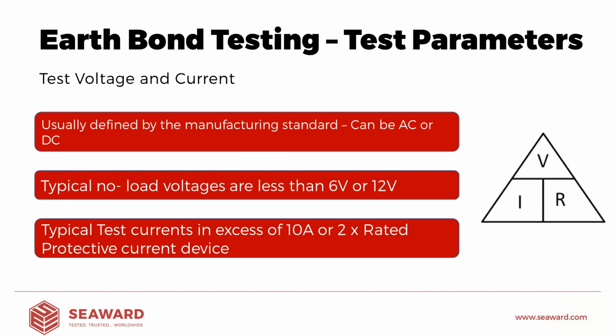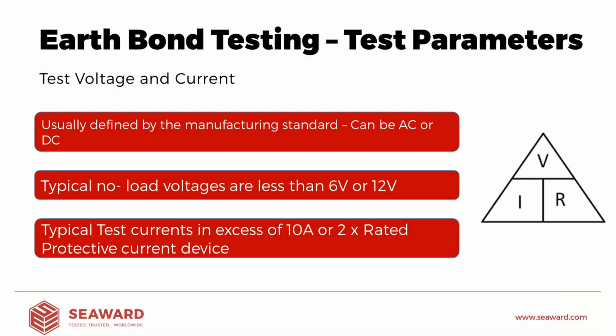So let's have a quick chat about the test parameters for earth bond testing. As I've said, typically with continuity there aren't many parameters that we really need to worry about, so we'll focus more on the earth bond for this. The test voltage and the test current are usually defined by the manufacturing standard, and the bond current can be either AC or DC. The Seaward range of production testers do an AC earth bond measurement.